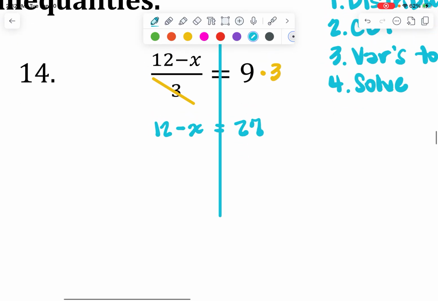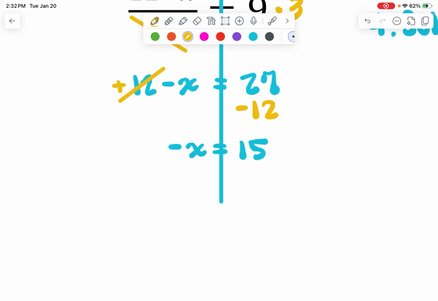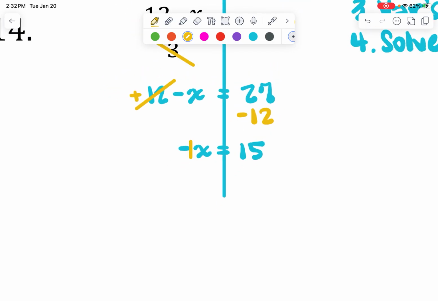Now we can move the 12. In order to move a positive 12, he's an adder because he's positive on that side, remember? Please remember the minus sign goes with the x, not the 12. So that 12 is an adder, which means he will become a subtractor when we move him to the other side. So that's going to leave us with negative x equals 15. And then don't forget, you're still not finished because that is a -1 multiplier on the x. And if I am a multiplier on the left, then I will become a divider on the right. And that gives us x equals -15.